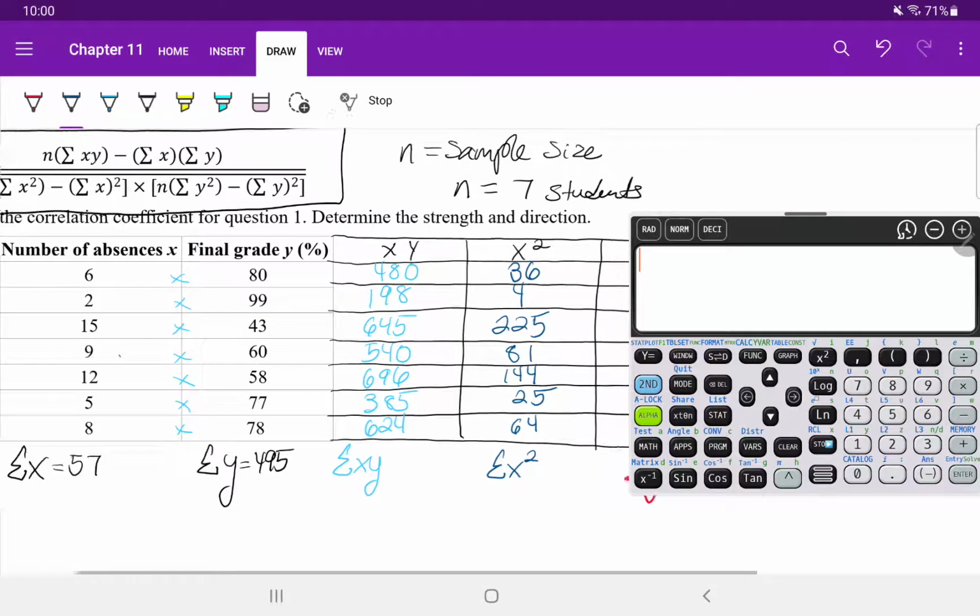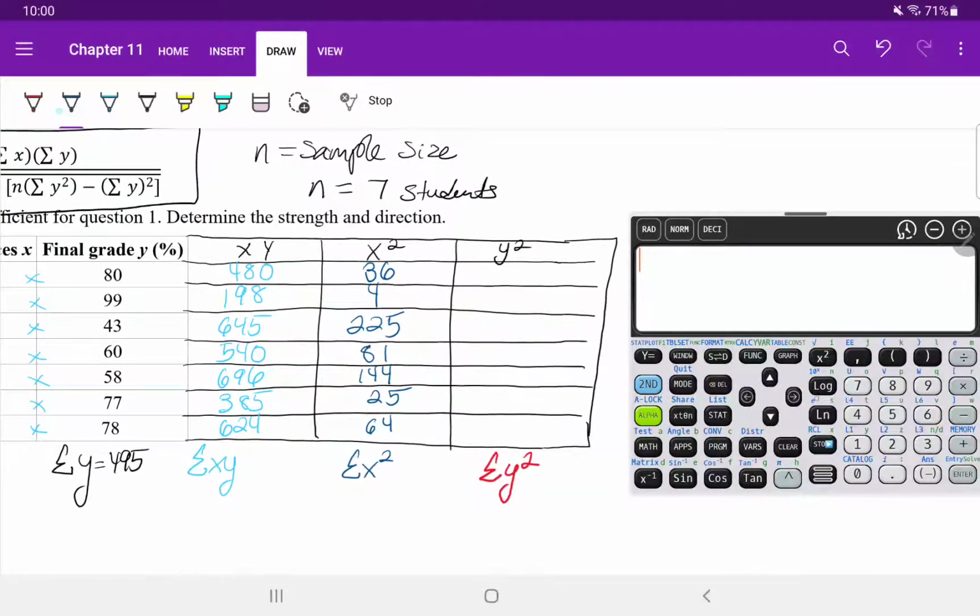Now, let's find y squareds. 80 squared is 6,400. 99 squared is going to be 9,801. 43 squared is going to be 1,849. 60 squared is 3,600. And just to double check, let me do 43 squared in my calculator. I'm pretty sure that I'm correct, but I just want to make sure. Okay, that's good. Anyways, let's continue.